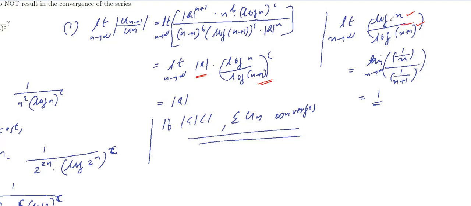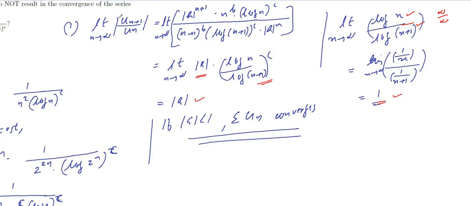As x goes to infinity, log infinity is infinity, and log (x plus 1) is again going to be infinity, so infinity by infinity. Infinity by infinity is an indeterminate form, so we go for L'Hospital rule, as the numerator and denominator are both differentiable functions. We take the derivative of the numerator, so you'll get 1 by x, and here you'll get 1 by (x plus 1). So as x goes to infinity, you'll get 1. All right, so this limit is going to be 1.